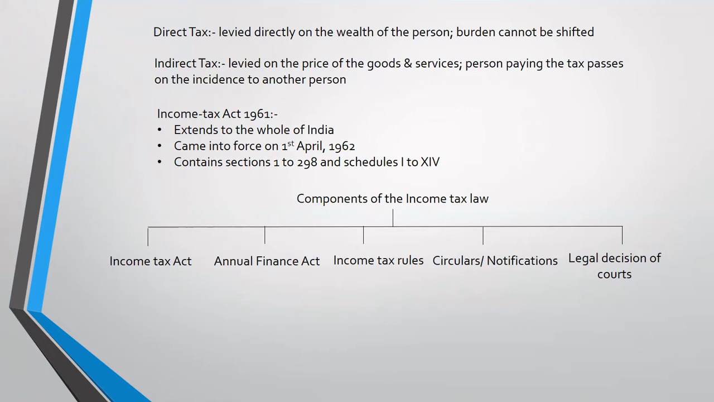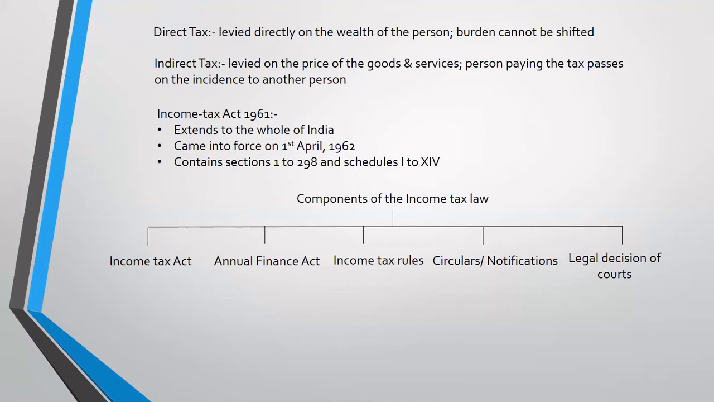Now, the income tax law consists of the Income Tax Act, the Annual Finance Act, the income tax rules, circulars, notifications, and legal decisions of courts. So, in brief, Income Tax Act is the Income Tax Act 1962. Now, this act is not as it was formed in 1962. Every year there have been changes taking place.